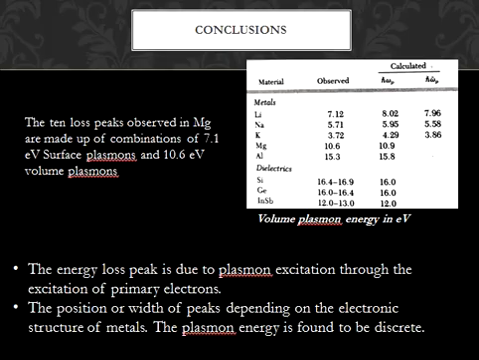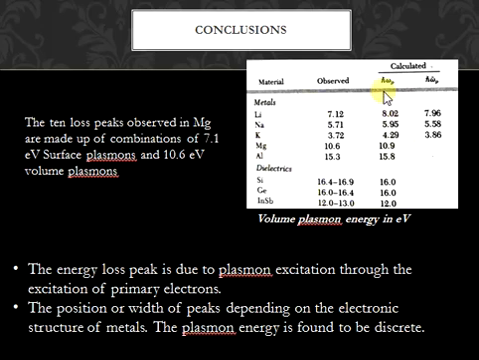Similarly, for magnesium the loss peaks are a combination of 7.1 electron volt, which is the surface plasmon energy, and 10.6 electron volt, which corresponds to the volume plasmon. So this will be different for different metals. Hence, we can conclude that the position and width of the peaks depend on the electronic structure of the metal.